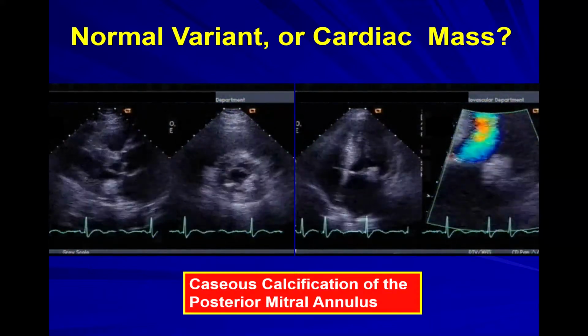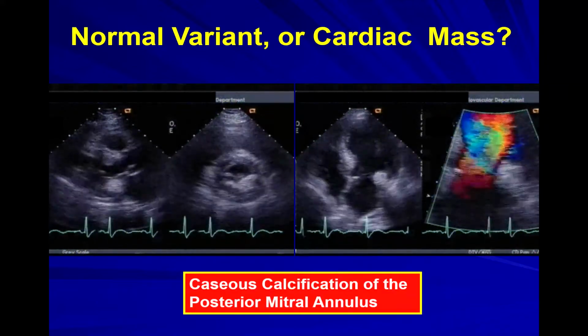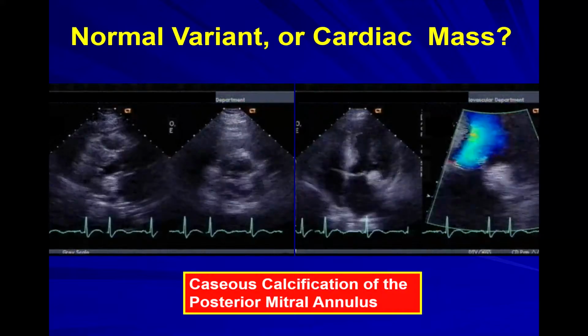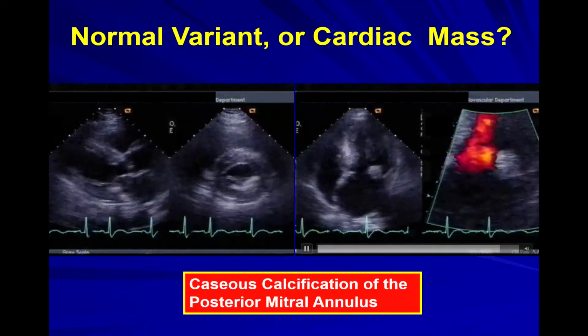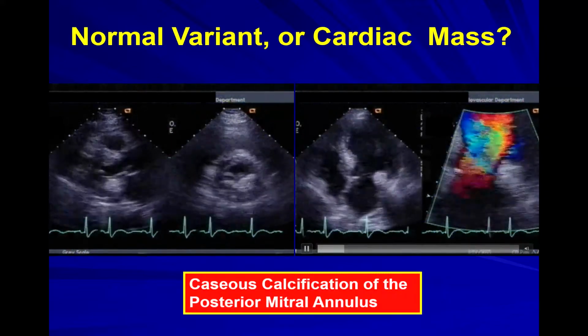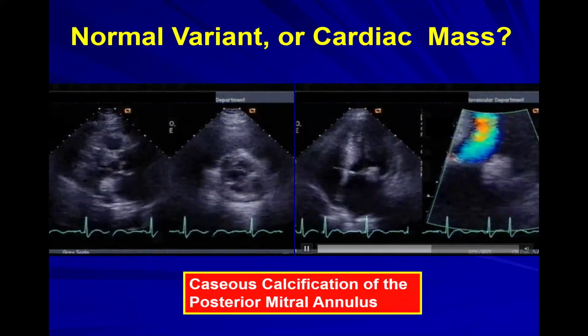And you can see it on all of these views. On the very right-hand panel, you can see it's not really bothering the mitral valve at all. There's just a trace mitral regurgitation. There's no significant obstruction. So this is a classic example of caseous calcification. Sometimes people call it tuberous calcification or liquefaction necrosis.